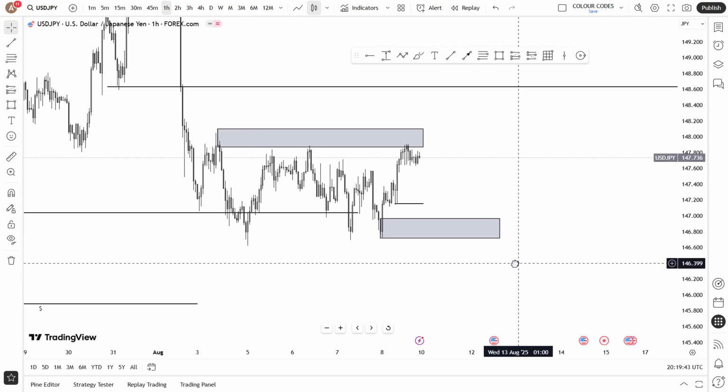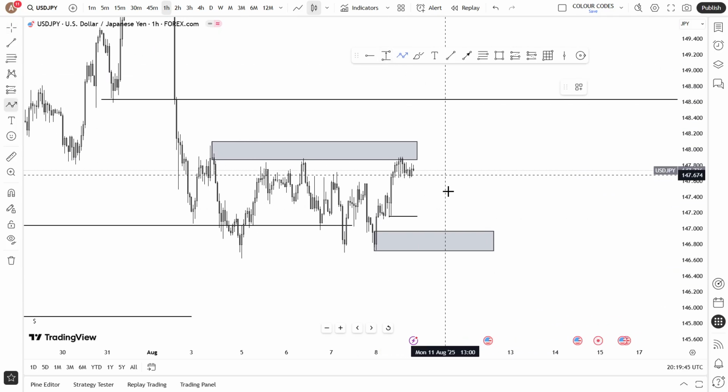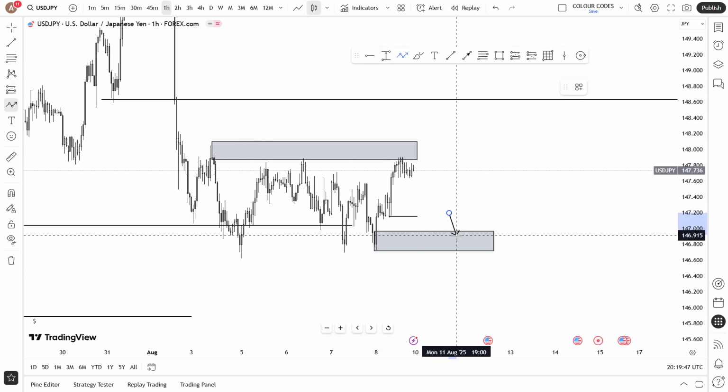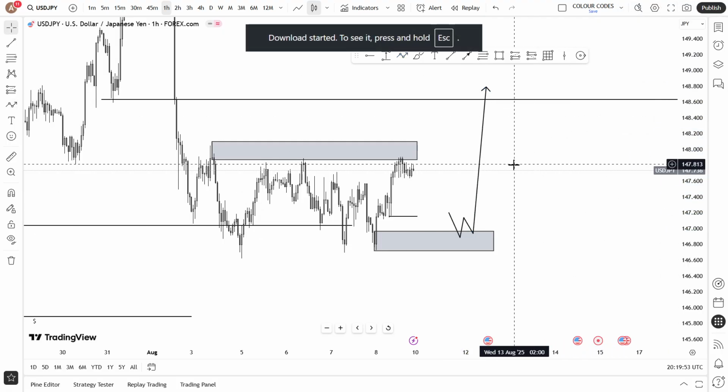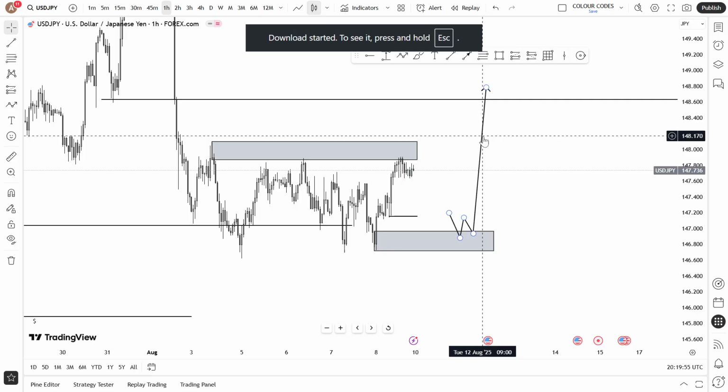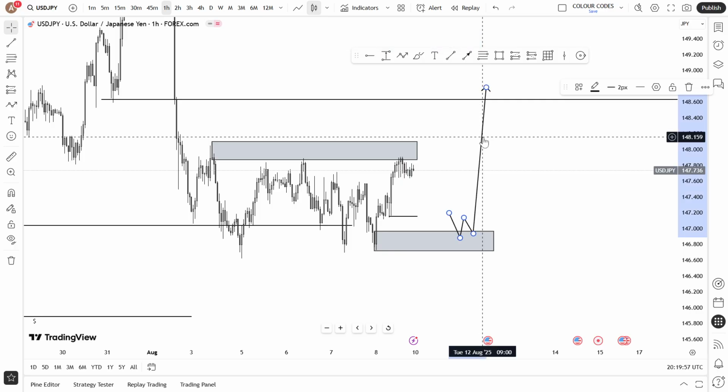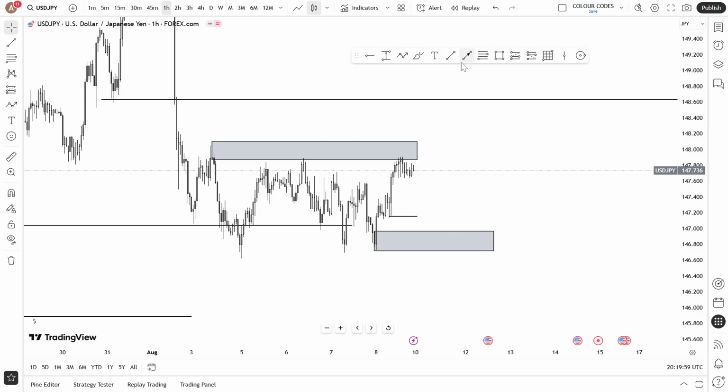So we have scenario one, and then scenario two.